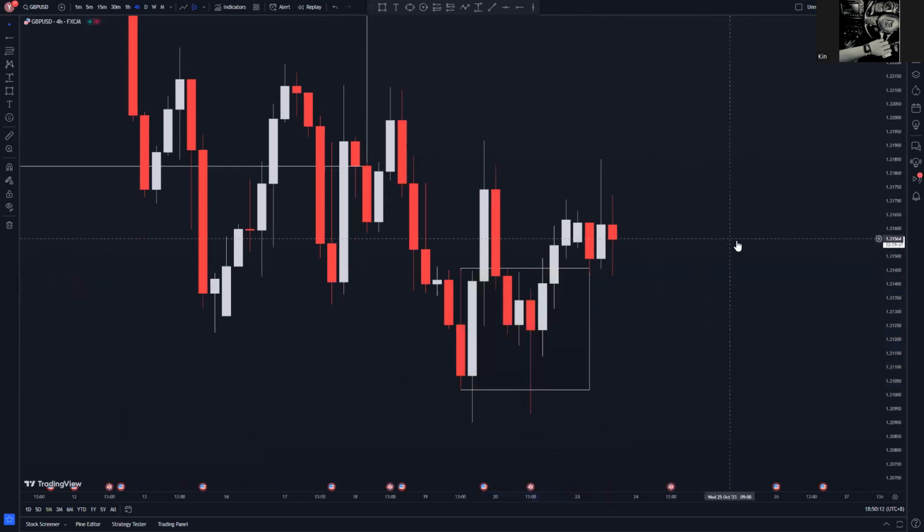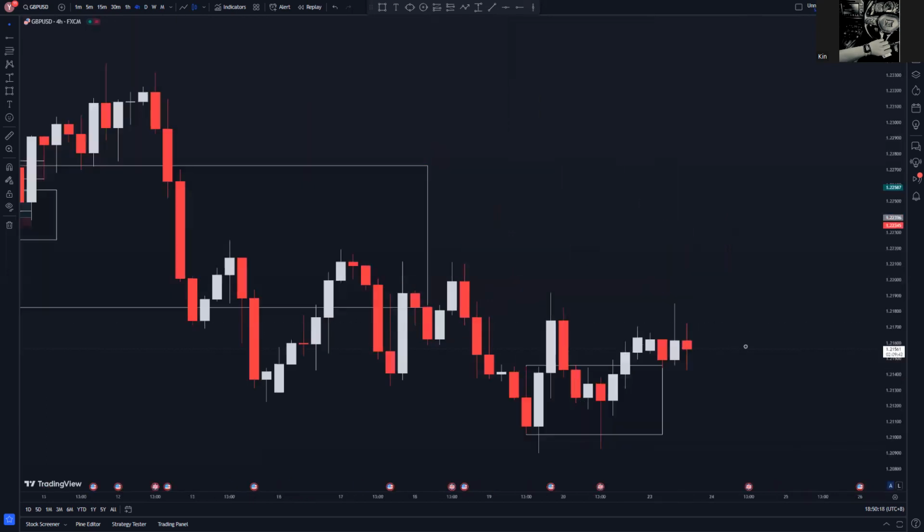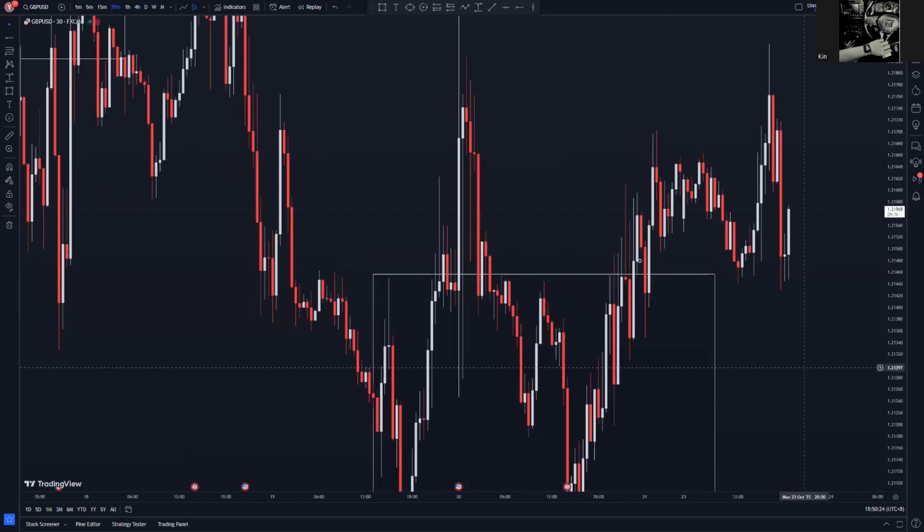What pairs do you trade it with? Every pair that can give me candlesticks. As long as that pair gives me the candlestick, everything is good.